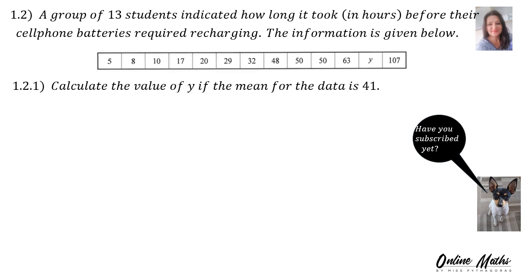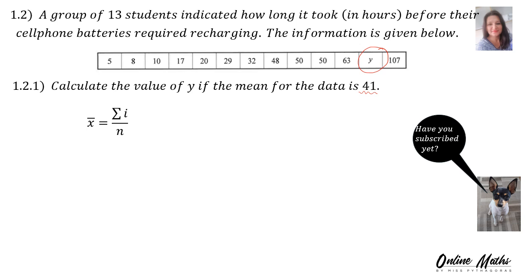Now this question is a bit different to all the other questions because usually they give you all the data and they ask for the mean. Now the mean was given, that it's 41. And you will see that there is also a y, an unknown, in your data. So what you will do is, the formula for the mean is x bar is equal to sigma of all the entries divided by n.